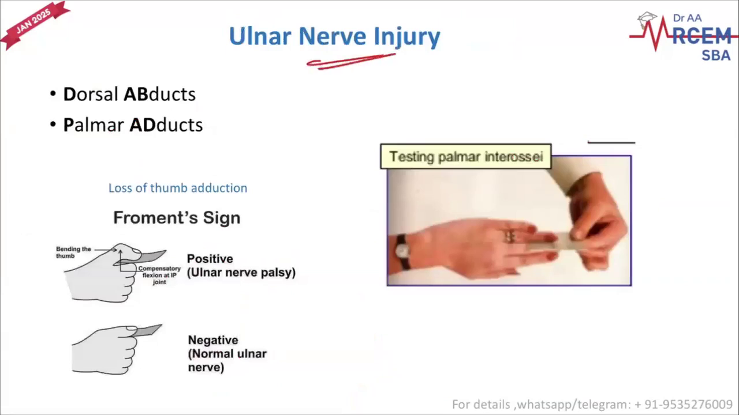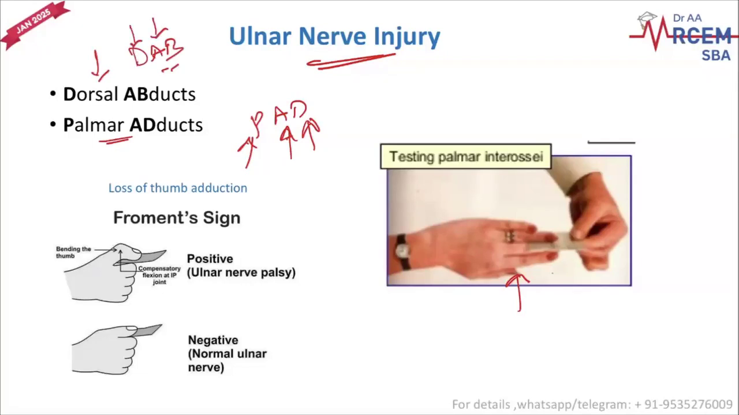Ulnar nerve injury. There are a few things you need to remember here. Palmar interossei result in finger adduction, so you can remember it as PAD. Palmar interossei cause adduction; if the fingers are not able to close together, then palmar interossei are lost. Dorsal interossei cause abduction of the fingers, spreading of the fingers; you can remember it as DAB.